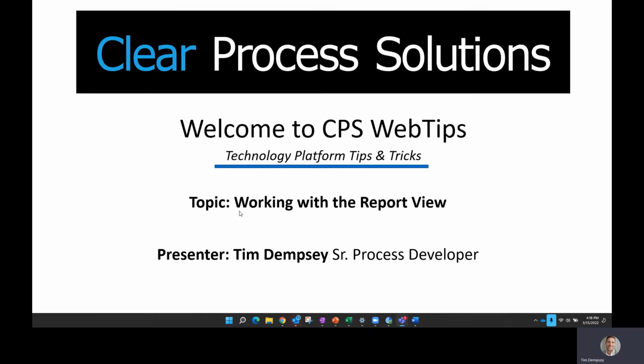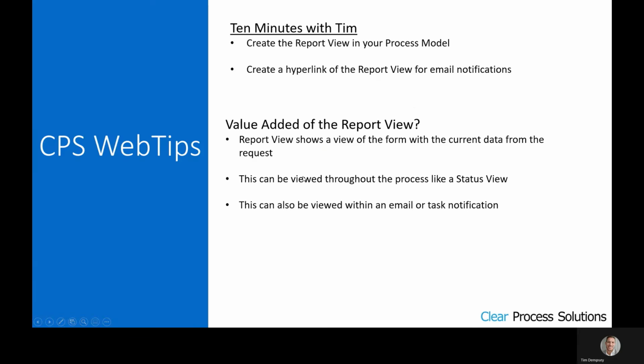Today, we're going to be looking at how to work with the reporting view inside AgilePoint. So what are we going to cover today? We're going to be looking at how to create a report view within our process model in our workflow, the different properties we need to make sure are completed, as well as the setup. And then we'll look into how we can create a hyperlink for the report view, or more like a status view, for our email notifications.